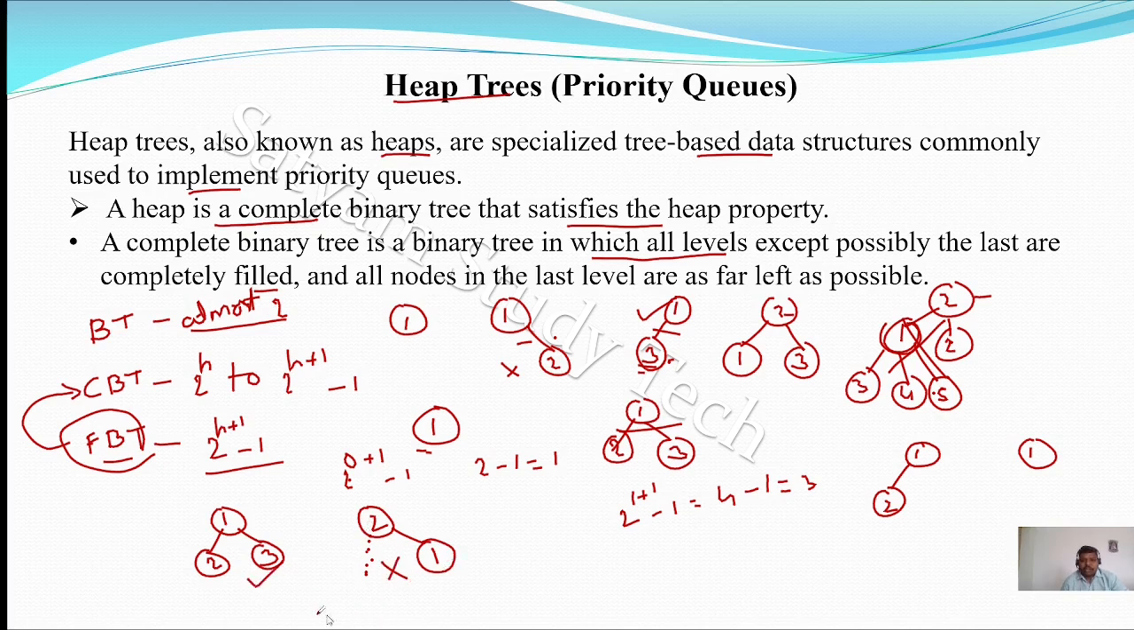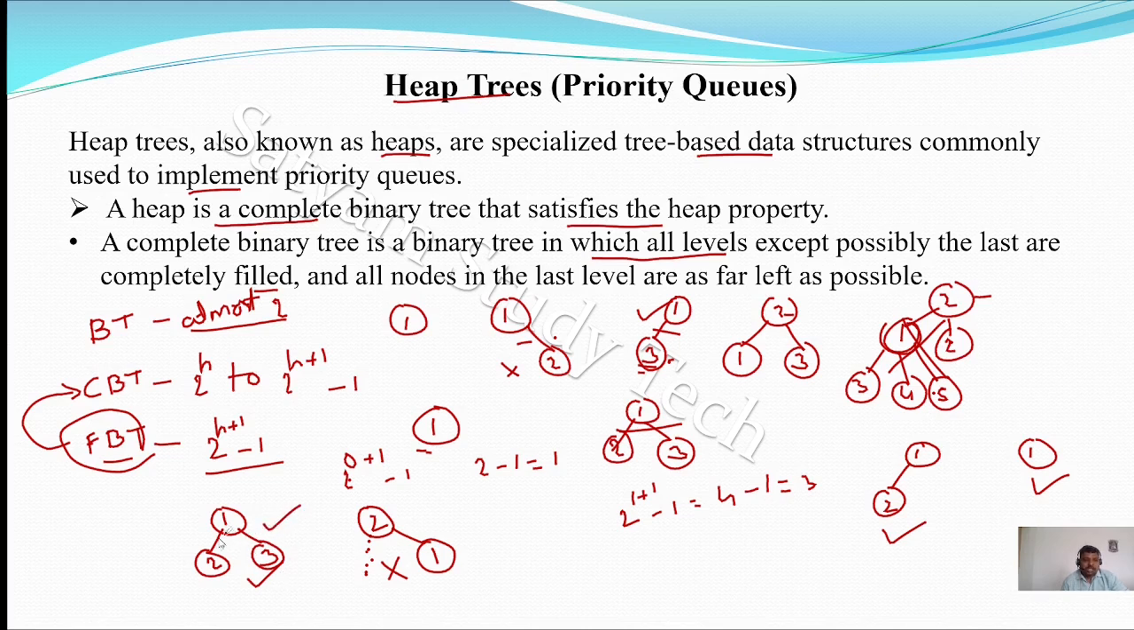It is a complete binary tree. It is also a complete binary tree. It is also a complete binary tree. So a full binary tree is a complete binary tree, but a complete binary tree may or may not be a full binary tree. Now we can see here it is a full binary tree.